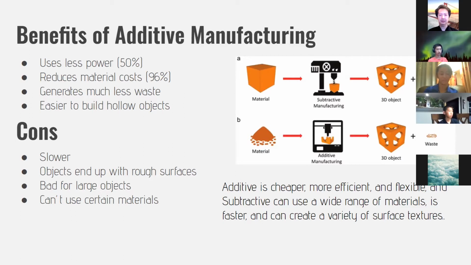All right, let's continue. The bad part about 3D printing is that it's a lot slower. Printing a big thing will probably take a day, which makes it really bad for large objects. It also cannot use certain materials, for example steel or harder metals, which require really high temperatures. But it still is a lot better than subtractive because it's cheaper, more efficient, and flexible. However, subtractive has the advantage of being able to use more materials and being a lot faster.